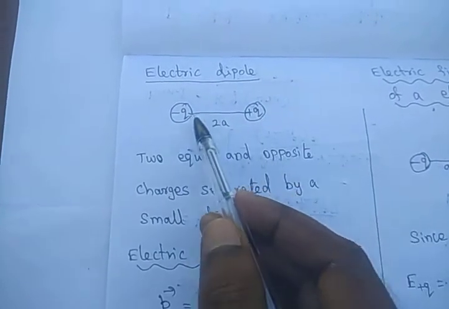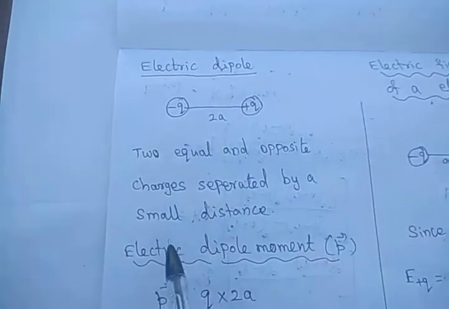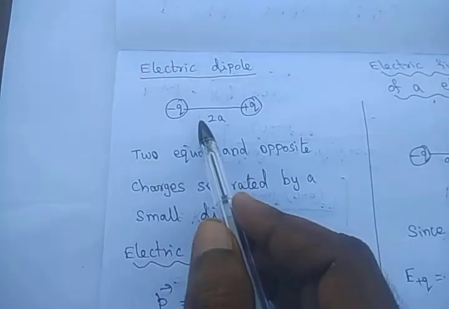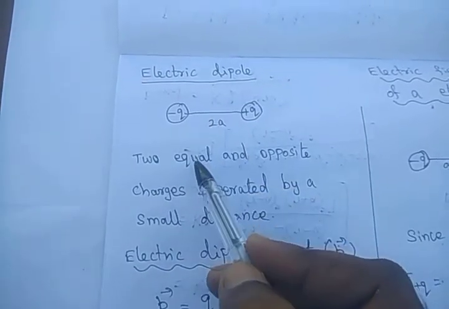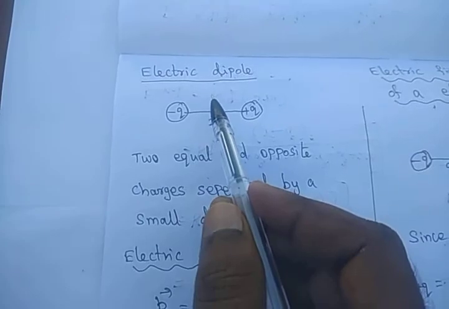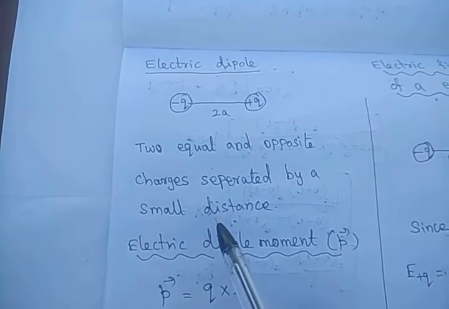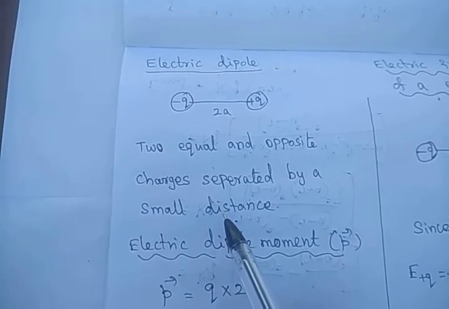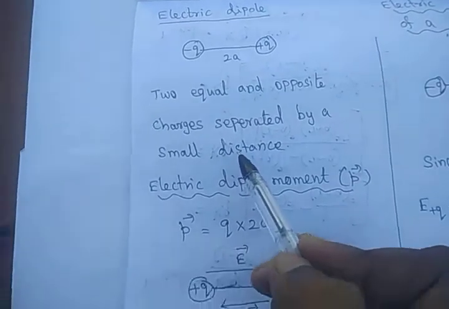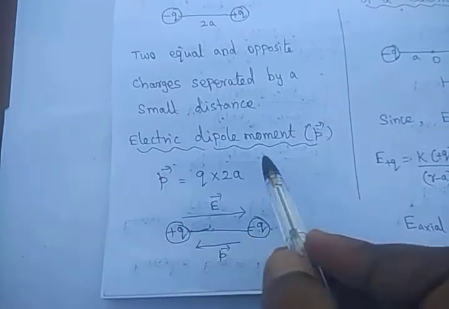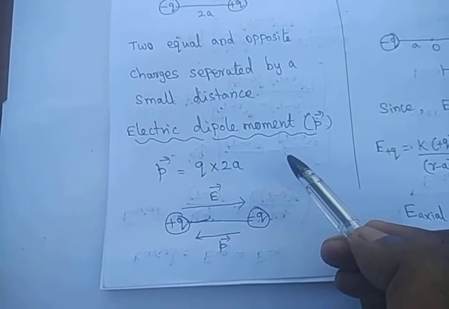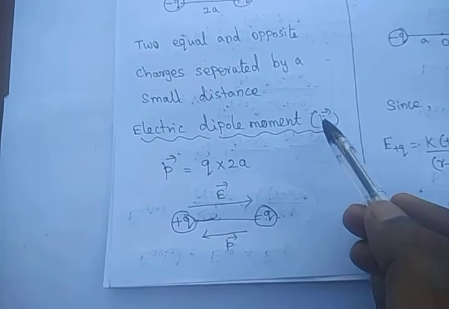So the two equal and opposite charges are separated by a very small distance. Here we denote that distance as 2a. So what is an electric dipole? Two equal and opposite charges separated by a very small distance is called an electric dipole. Whenever there is an electric dipole, the dipole possesses an electric dipole moment. The electric dipole moment is a vector quantity.